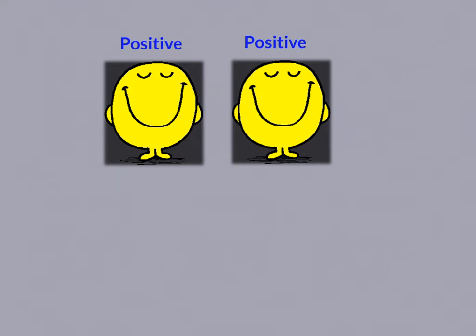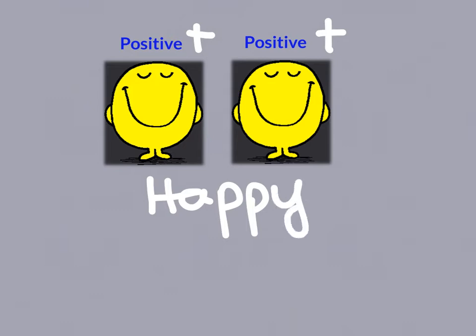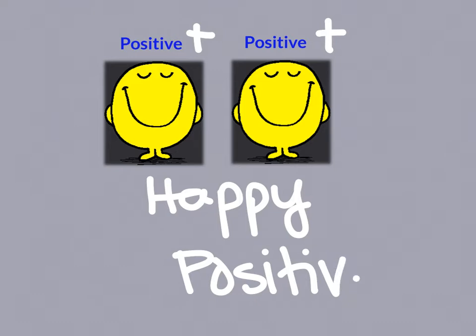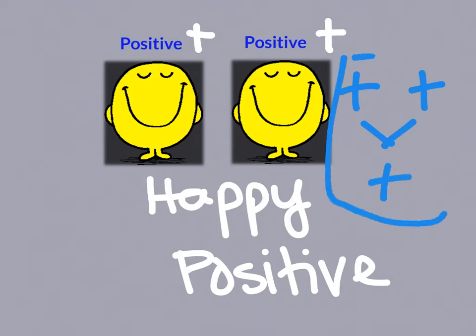When you have two positive people together, they're hanging out and they're very happy. And of course, when you've got two friends together that are happy, this continues to be a positive situation. So right there is a rule for when we multiply and divide: a positive and another positive, our answer will always be positive. And again, this is for multiplying and dividing.